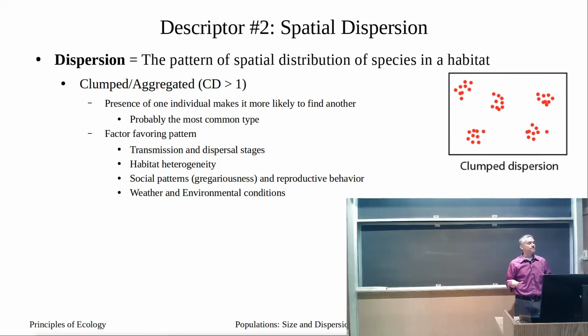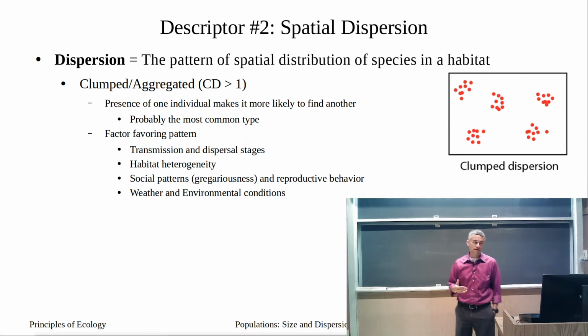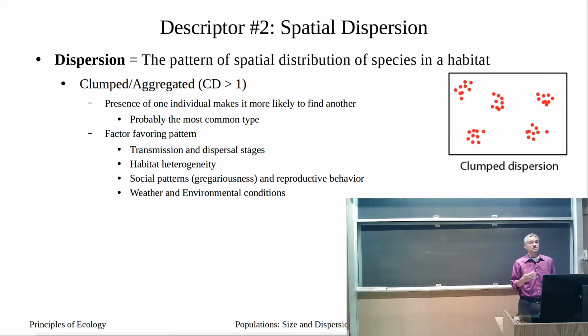Why would it be? Well, there are several factors that favor this type of pattern. All right? Number one is related to transmission of our pathogens, so transmission of bacteria and viruses and so forth. And we actually see it here. See what's happening this year with COVID-19. All right? The infections exhibit a clumped or dispersion pattern.